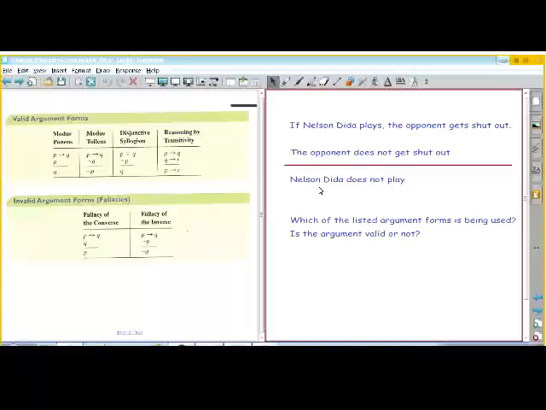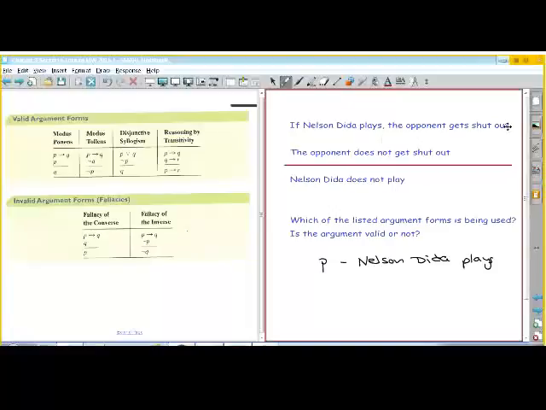So what we do with these is we take the original argument, and we have to decide to call one of them P and one of them Q. What is P? For this particular example, the statement P is going to be Nelson did play.